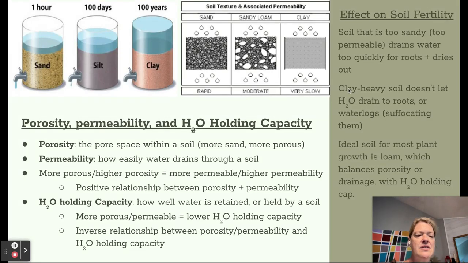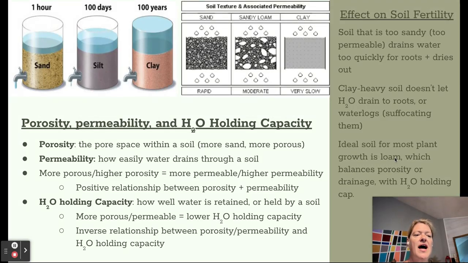And then clay is actually too heavy. It's a very heavy soil and it doesn't let the water drain, so it can actually waterlog or suffocate, like overwater, plants. So that's not a good thing either. So again, there needs to be a nice balance between the types of soil particles in a soil for it to grow crops really well.